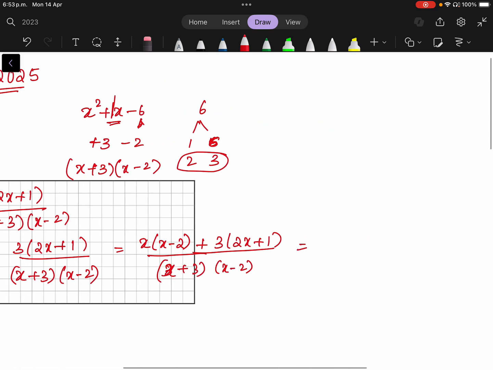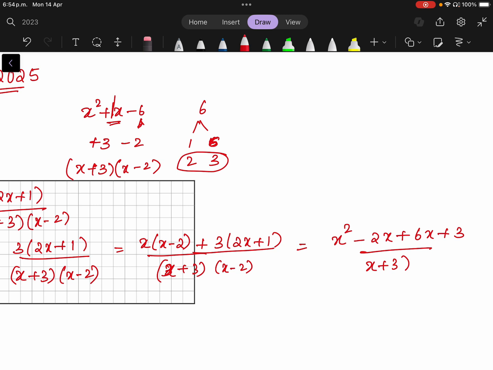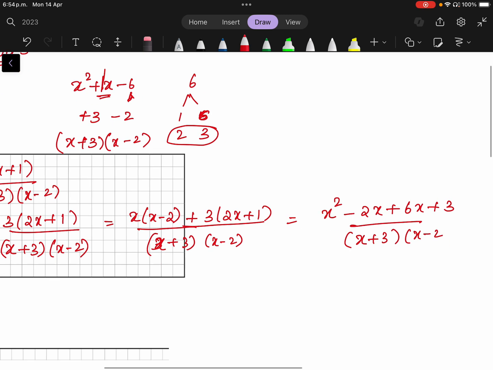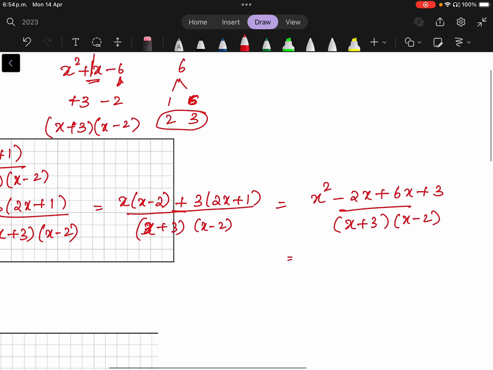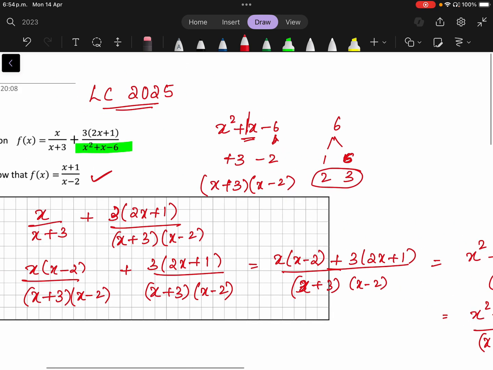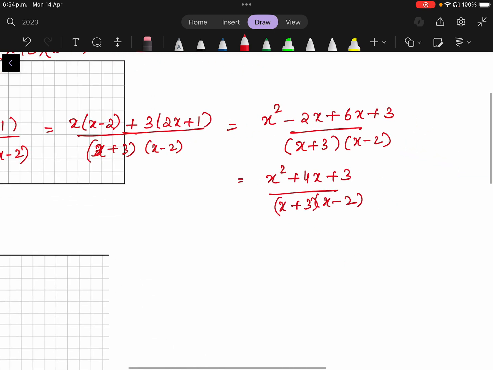Now it's a matter of only simplifying the numerator, which is x square minus 2x plus 2x plus 1. I'm sorry, since I don't have the space, I'm going to write it here. So x square plus 4x plus 3, simplifying the like terms, divided by x plus 3 times x minus 2. Now if you look back at the answer, it's not the same, right? It is only x plus 1 and x plus 2. Then again you have to remember there's some sort of factorization which will come into picture.